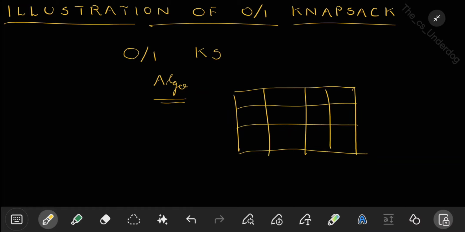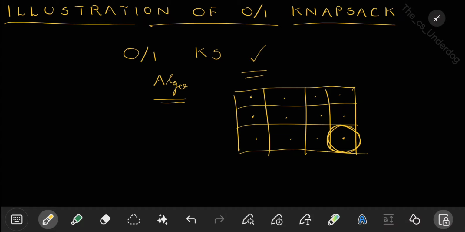We know we have to fill this complete dynamic programming table if we want to find the solution for 0-1 knapsack. How do you fill it? You will start from the first block. You will keep on filling in order, and whenever you reach the last block, that is when you have the final solution for 0-1 knapsack.